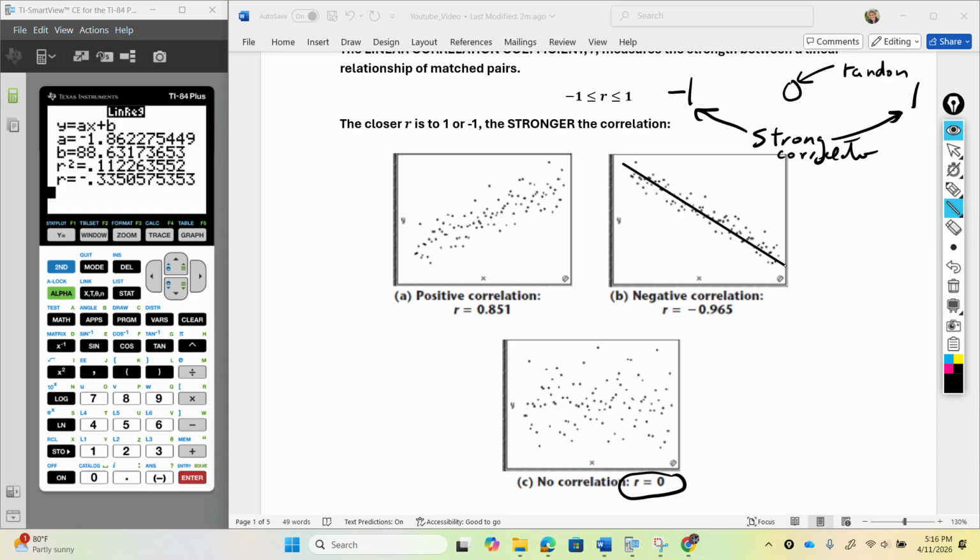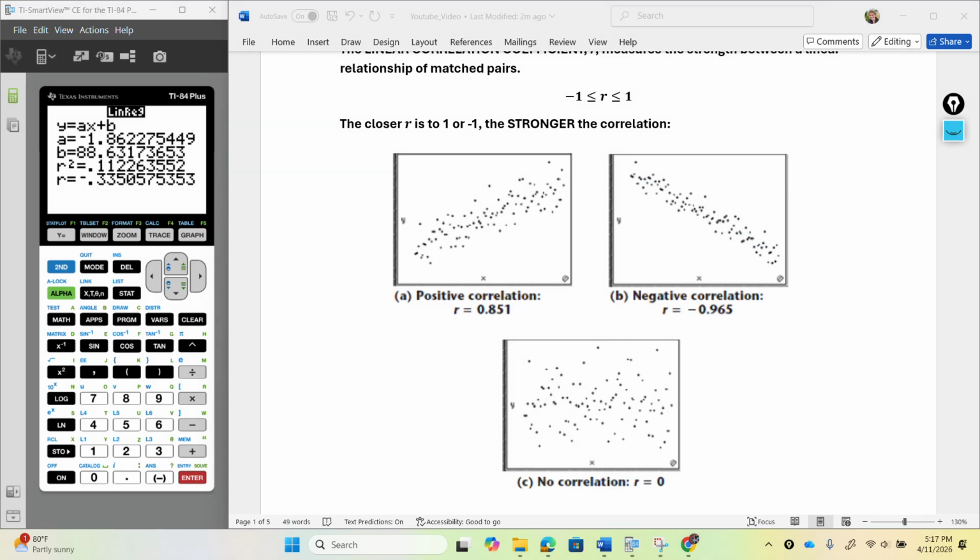With this one, you can see that there is a correlation. Look at that number. It is very, very close to -1, so it's a very strong correlation. Whereas this one, there's still a correlation. That number is close to +1, but it's 0.851, not as close as -0.965 is to -1. So this one's the stronger. This blue one that I'm going to draw is the stronger of those two.